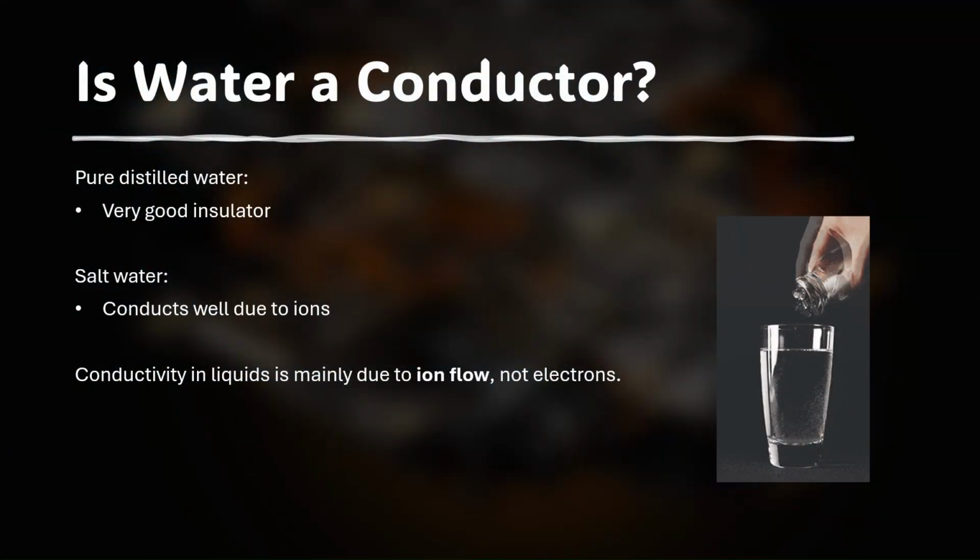Water as a conductor. Pure distilled water is actually a good insulator. However, most real-world water contains dissolved ions. Salt water conducts electricity well because the ions carry charge. In liquids, current flow is mainly due to ion movement rather than electrons.